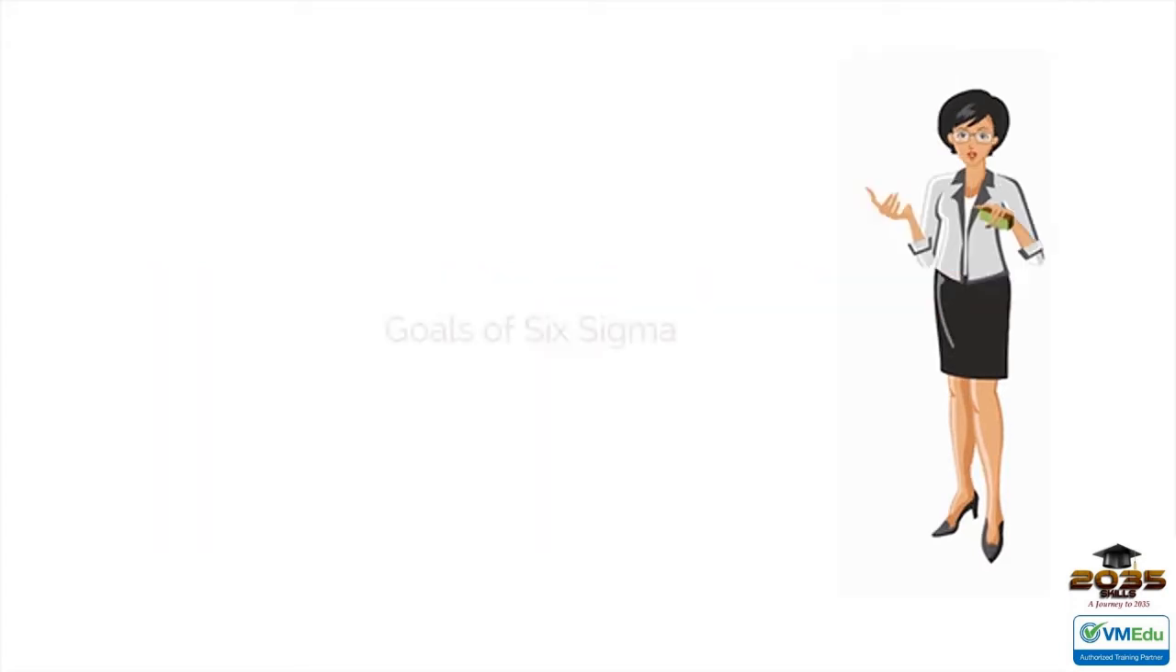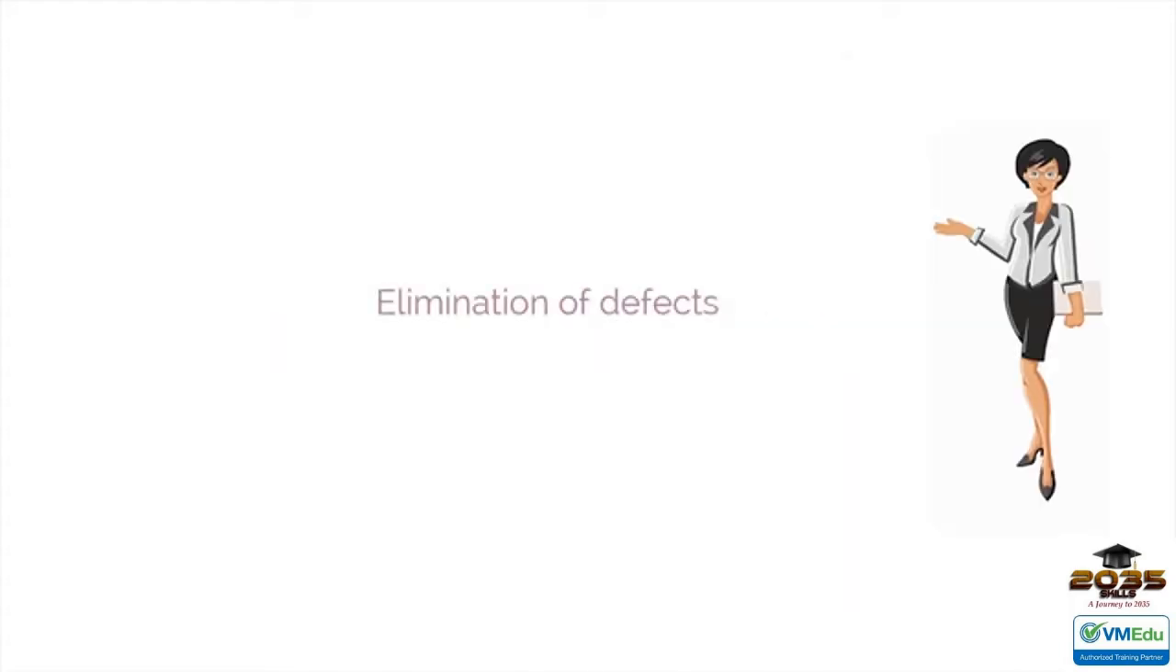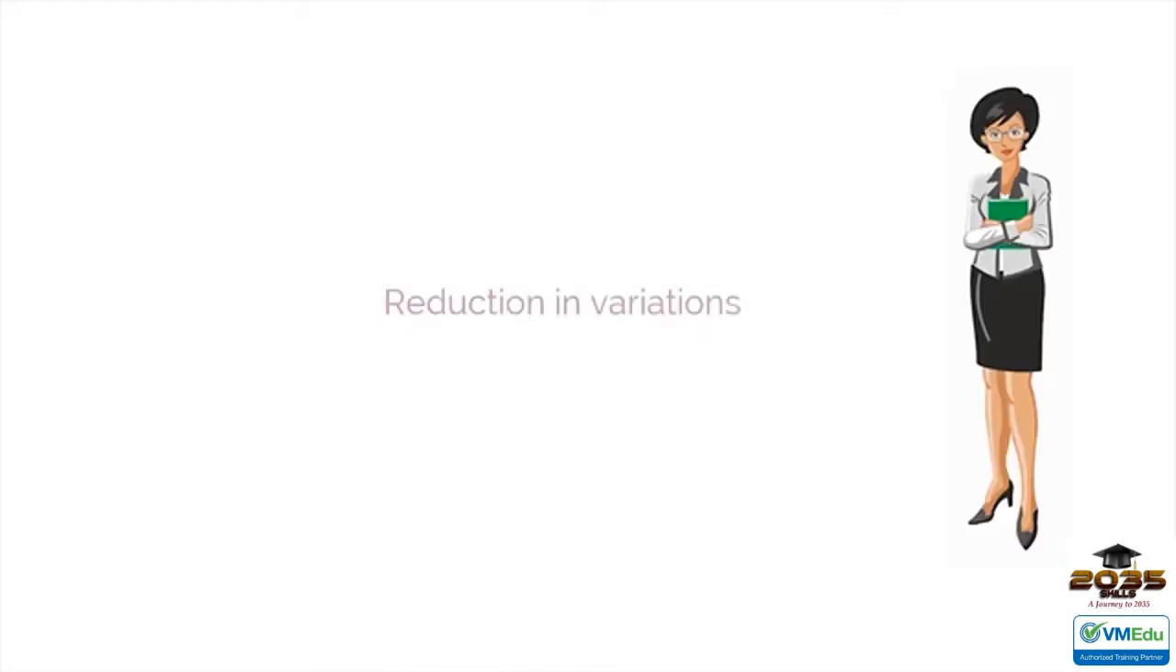Now we will look at the goals of Six Sigma. The most prominent goals of Six Sigma are enhancement in customer satisfaction, elimination of defects, improvement in yield, reduction in variations, strengthening of the bottom line.